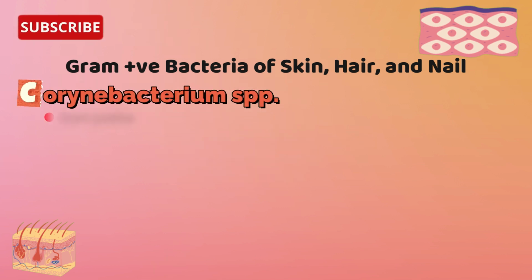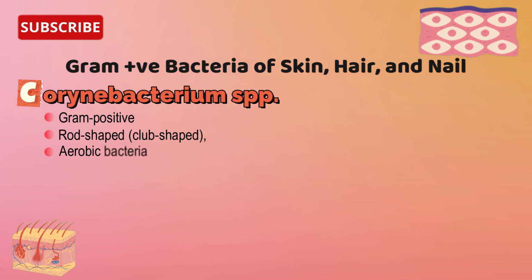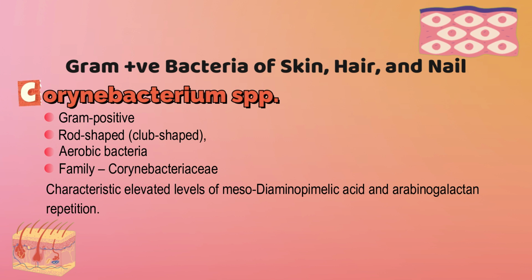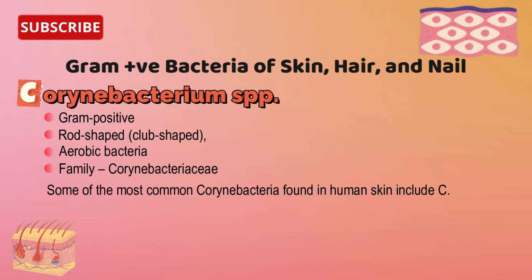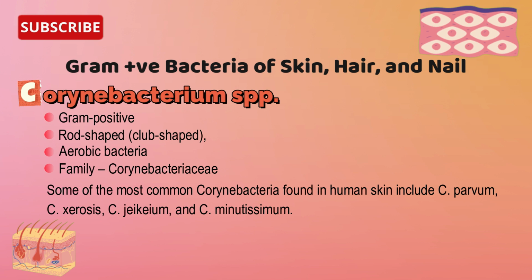Corynebacterium species. It is gram-positive, club-shaped, aerobic bacteria and belongs to the family of Corynebacteriaceae. Characteristic elevated levels of meso-diaminopimelic acid and arabinogalactan. In large amounts, Corynebacteria can be found on wet skin. Anaerobic Corynebacterium are widely distributed in areas with high density of sebaceous glands. Some of the most common Corynebacteria found in human skin include Corynebacterium parvum, Corynebacterium xerosis, Corynebacterium jeikeium, and Corynebacterium minutissimum.